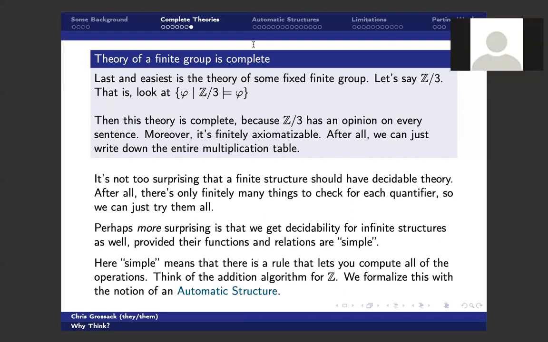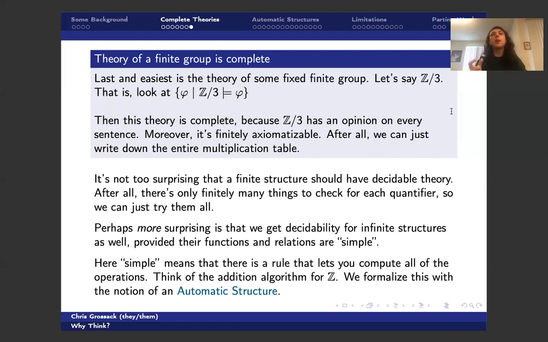Can you give an example of what a sentence would be? Yeah, so a sentence is any question you can ask of a group that doesn't have free variables. For instance, you could ask, for all x, for all y, xy equals yx. And that's a sentence. And Z mod 3 thinks that that sentence is true, right? Because that sentence says, I am an abelian group. Or you can ask, does every element cube to the identity or something? Exactly. Yep. Okay.